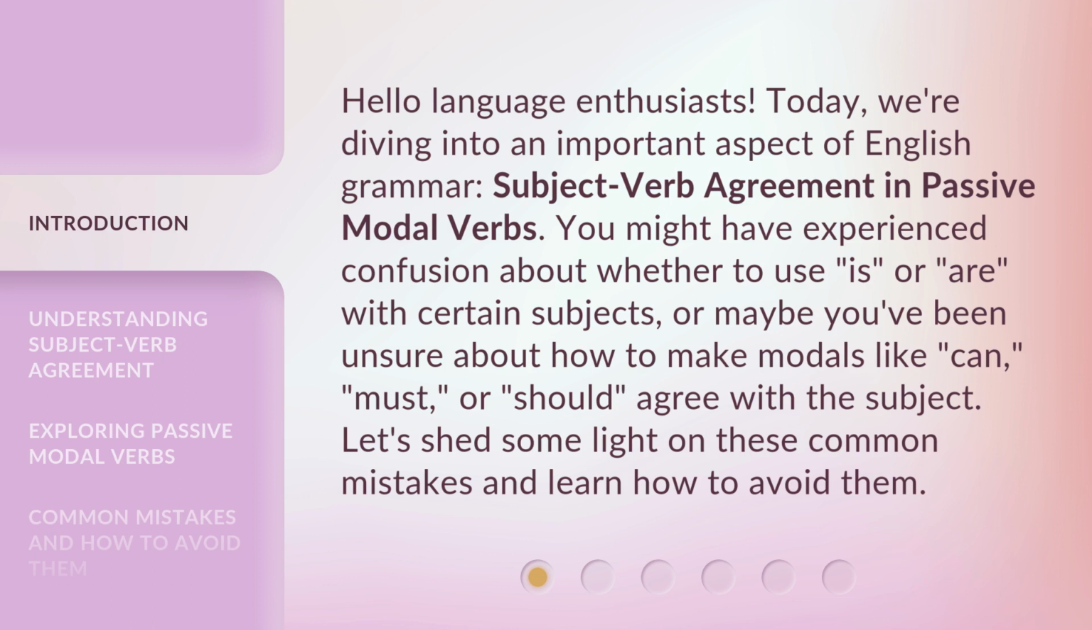Hello language enthusiasts! Today, we're diving into an important aspect of English grammar: subject-verb agreement in passive modal verbs. You might have experienced confusion about whether to use is or are with certain subjects, or maybe you've been unsure about how to make modals like can, must, or should agree with the subject. Let's shed some light on these common mistakes and learn how to avoid them.